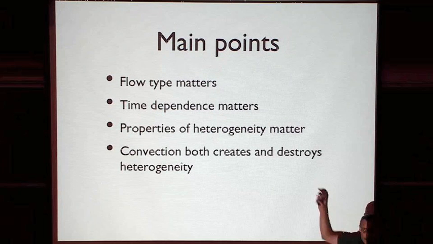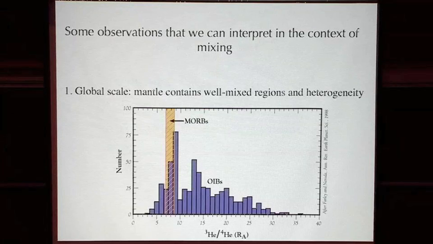So I said on the previous slide, I'm not going to talk about the geochemical observations we might want to interpret. But I thought it's only fair to show maybe a couple pictures to give you a sense or remind you of the types of observations that we would like to interpret to say something about the origin and evolution of the Earth. This has been referred to a few times already. It's a histogram showing the ratio of helium-3 to helium-4 in basalts from the oceanic seafloor.